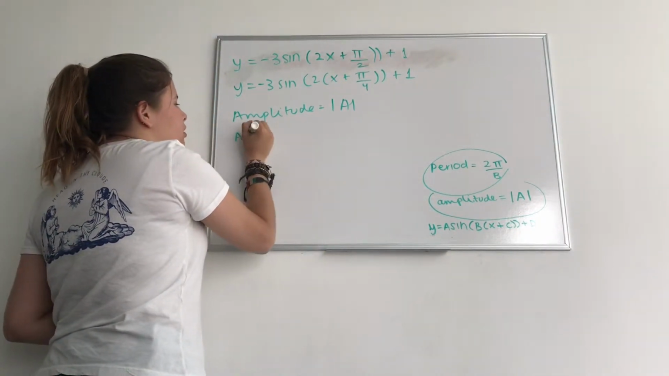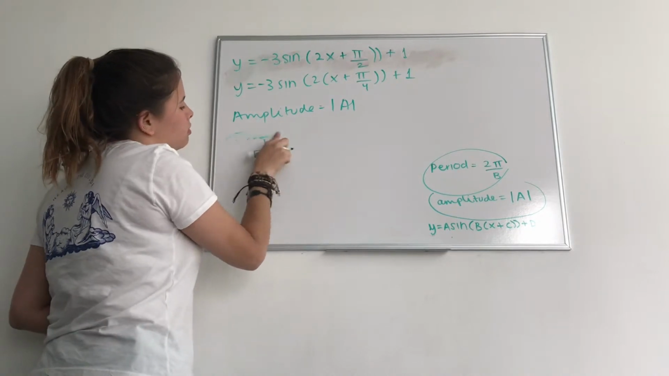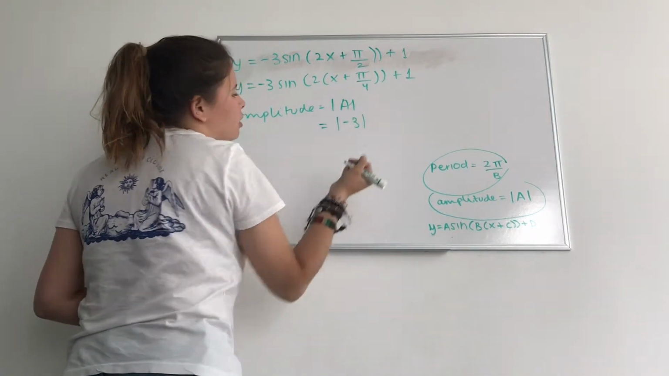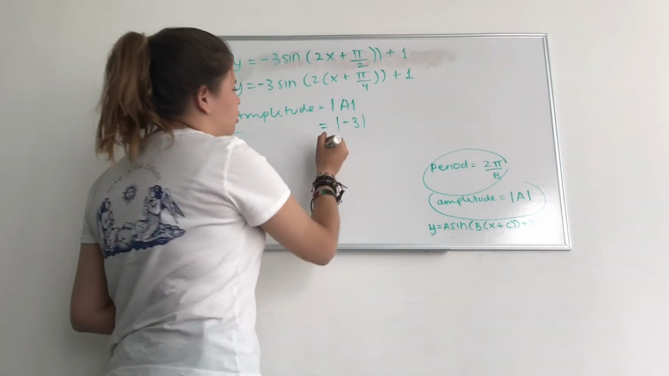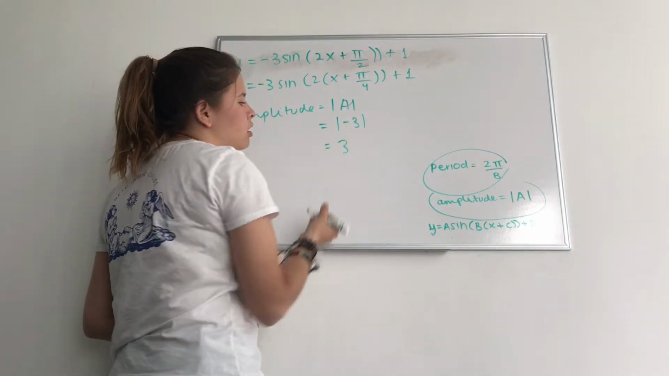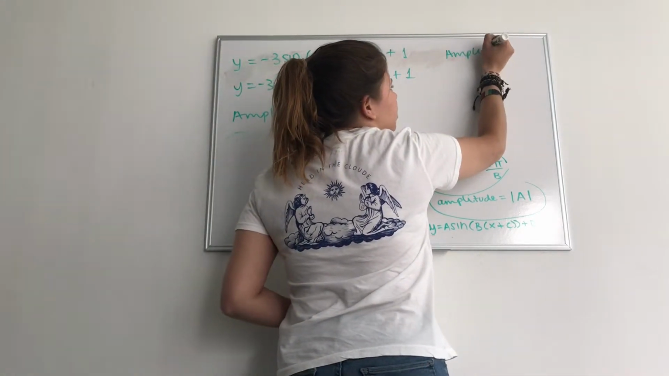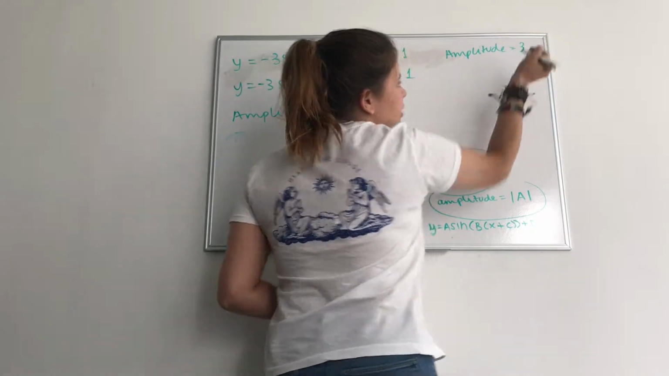So the amplitude is equal to the absolute value of minus 3, which would give us just 3. So the amplitude of this problem will be 3.